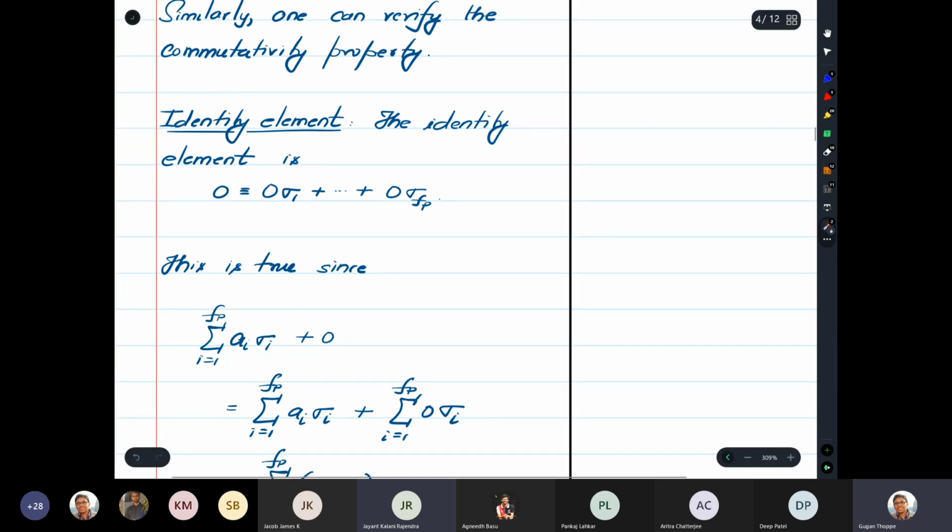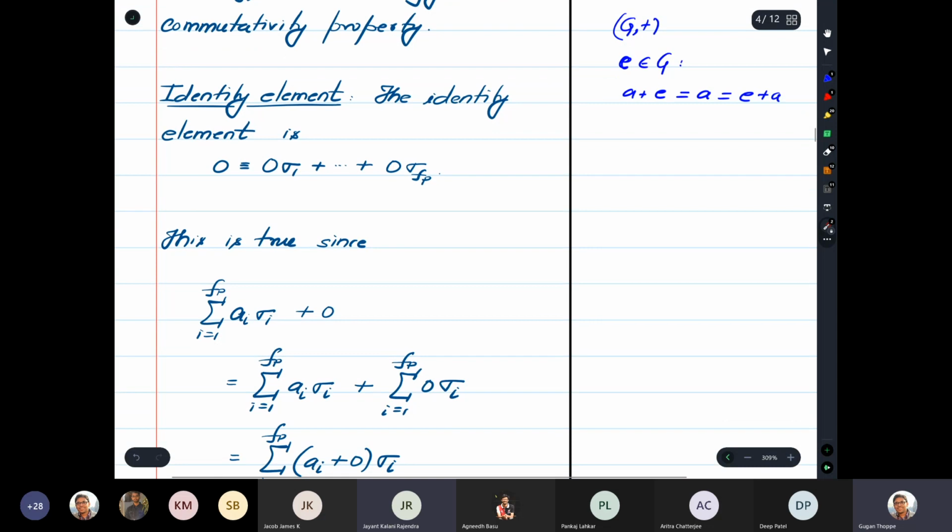Let's recall what an identity element means. We require an element e in G such that a + e = a = e + a. This is the thing that we have to check. First let's see what a candidate identity element is. Well, the candidate identity element is 0. Although I have written it as 0, you have to interpret it as 0 sigma_1 + ... + 0 sigma_fp, where recall this little f_p denotes the number of p-dimensional faces.